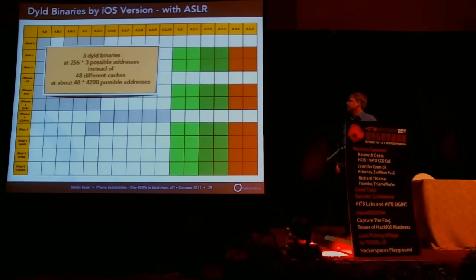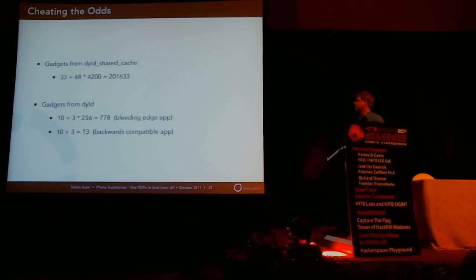So basically you have 3 times 256 possible addresses for gadgets in the linker, instead of 48 times 4,200 possible addresses for the gadget in the cache. So you see it's a lot better. Basically, when you calculate the numbers, you see either 1 in 200,000 or 1 in 778 for a new application, or for an old application, you only have like 1 in 13.